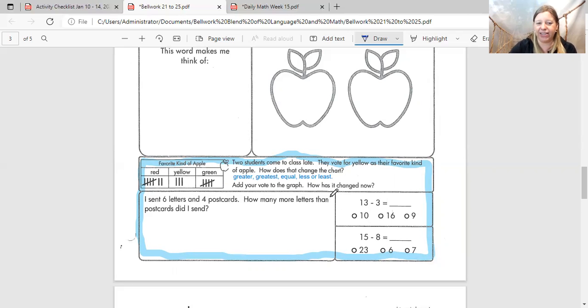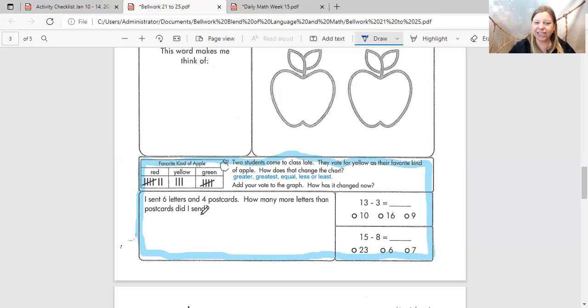Now let's read the next part. You need to read the sentences and answer the question. Again, I want to read these ones with you to remind you about something that we learned in class. I sent 6 letters and 4 postcards.